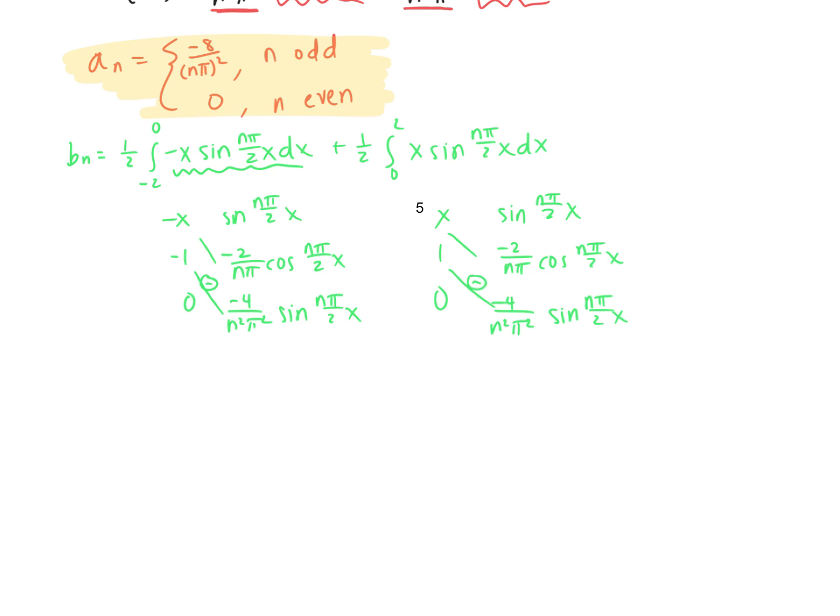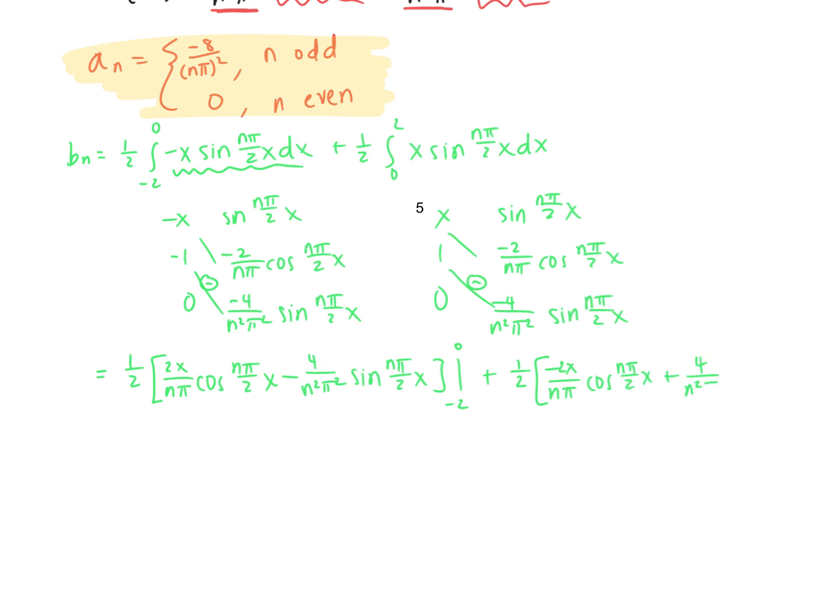Okay, so where this gets us to then, again, nice long expression. That first one is going to be 2x over n pi cosine of n pi over 2x, subtract 4 over n squared pi squared sine of n pi over 2x, and that is being evaluated from negative 2 to 0. I also then have the sum of negative 2x over n pi cosine of n pi over 2x, add 4 over n squared pi squared sine of n pi over 2x, being evaluated from 0 to 2.